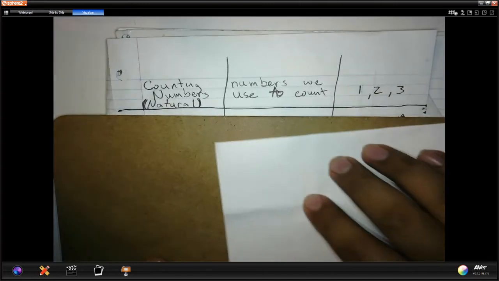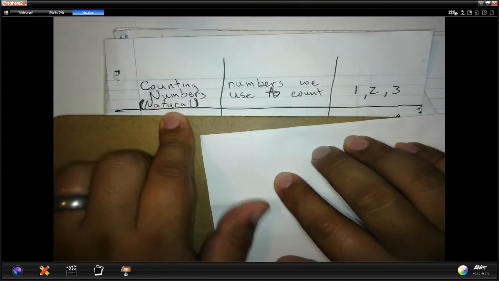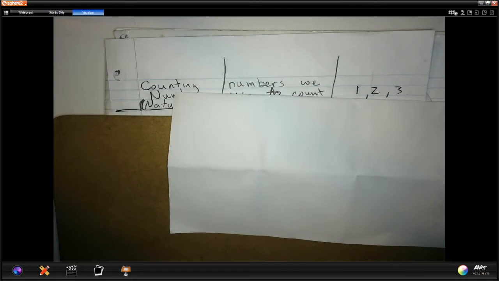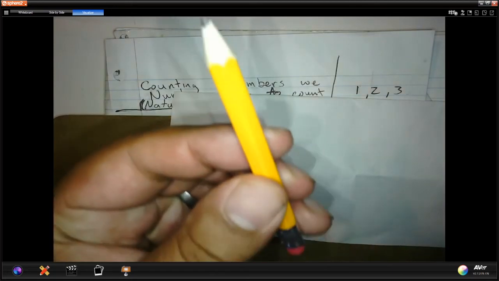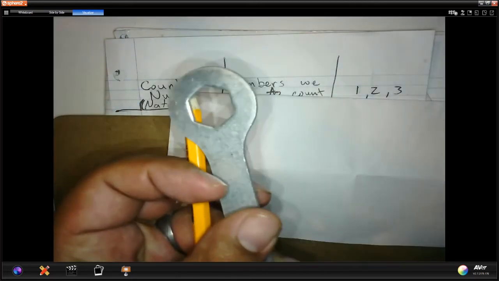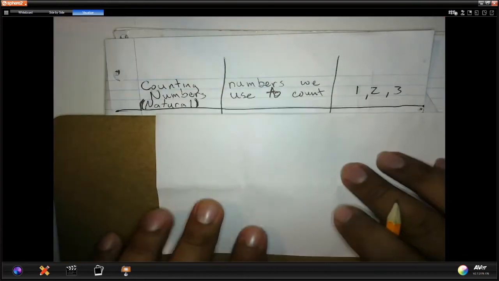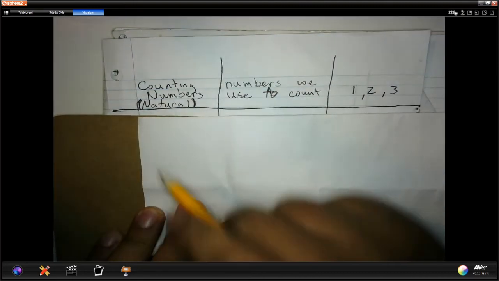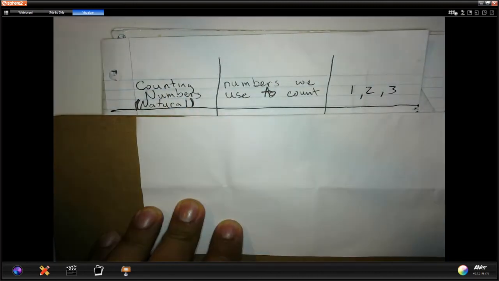So the first thing on our list was counting numbers. These are the numbers that we use to count. When I first learned how to count, I don't start with 0. I start with 1. I grab one thing, I go 1, and then I grab something else, 2, and I grab something else, 3. So I start with my numbers 1, 2, 3. Counting numbers are the natural numbers that we start off with. So they'll either say counting numbers or natural numbers.